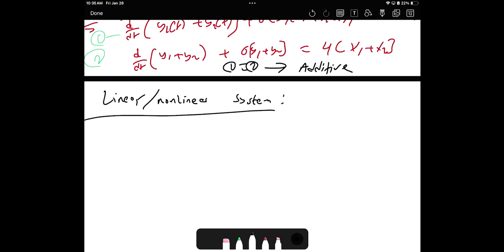So basically, we will check this: make sure that ax1 plus bx2 will yield ay1 plus by2. If yes, then it is linear. If no, it is not linear. Okay?